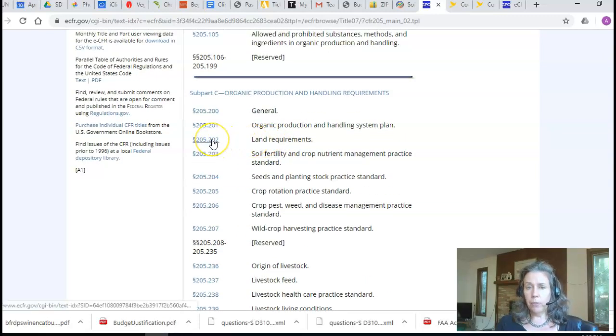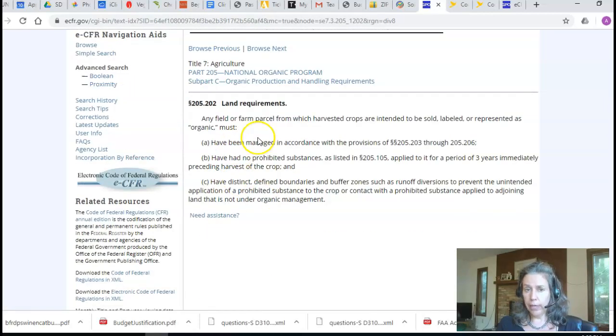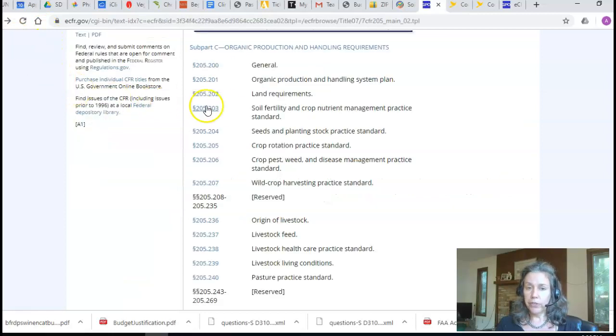And the standards might actually be a little hard to understand. So, you click on them, but you can have a look at land requirements. This is one of the first ones to look at for crop production, organic crop production. And you can see the standard says that no prohibited substances can be used for a period of 3 years before production and harvesting of the crop. So that's an example of what the standards look like.